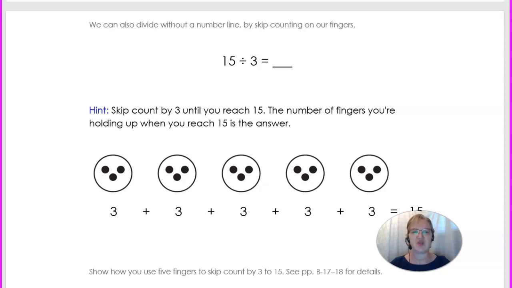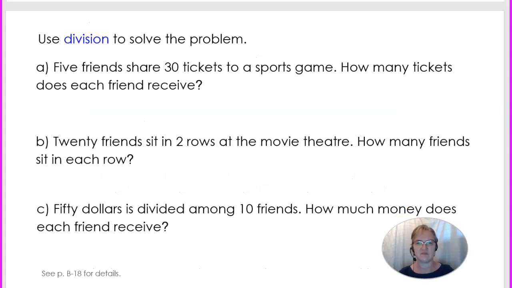We can also divide without a number line by skip counting on our fingers. So for example, the problem 15 divided by 3, your hint is to skip count by 3 until you reach 15. And the number of fingers you're holding up when you reach 15 is the answer. So here it shows it on the screen with dots. If you count 3 plus 3 plus 3 plus 3 plus 3, that will equal 15. And you could do it by adding up that many fingers.